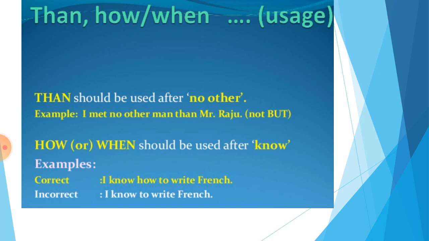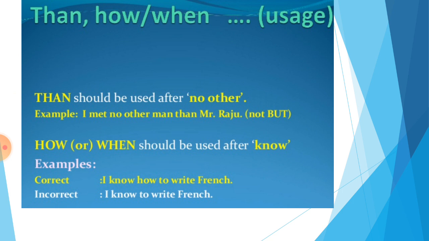Now, than, how, or when. Now, usages of than, how, or when. Than should be used after no other. Example: I met no other man than Mr. Raju, not but. Okay. I met no other man but Mr. Raju, that is wrong. I met no other man than Mr. Raju.